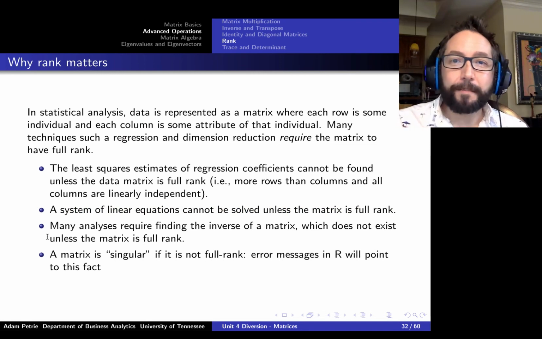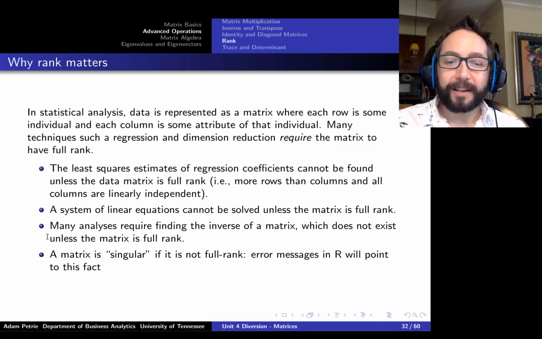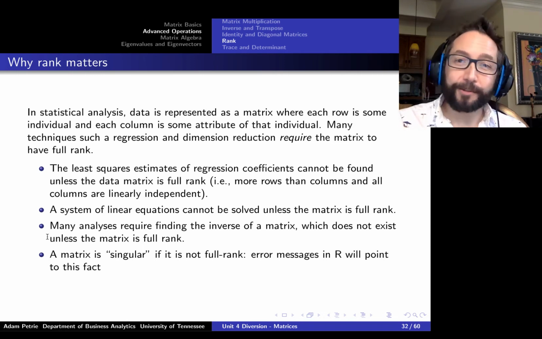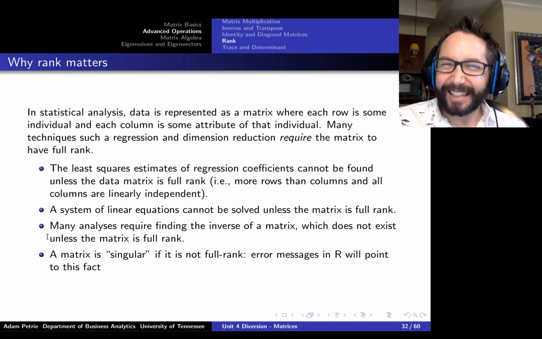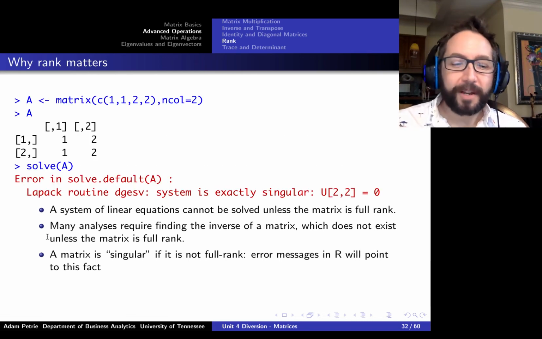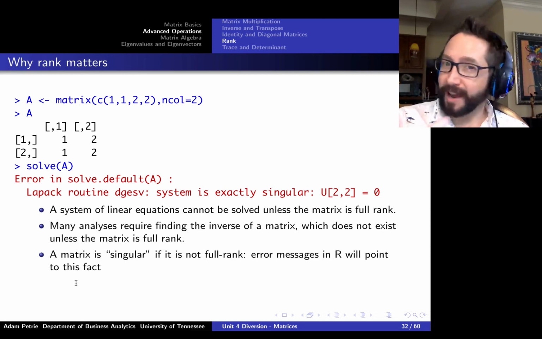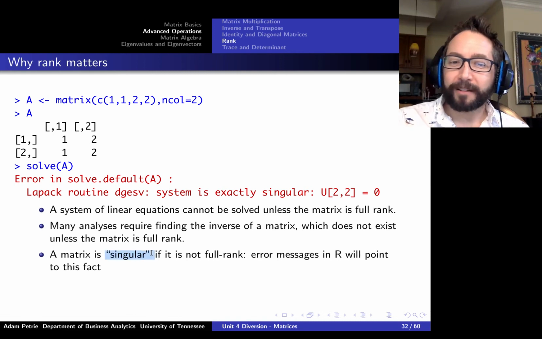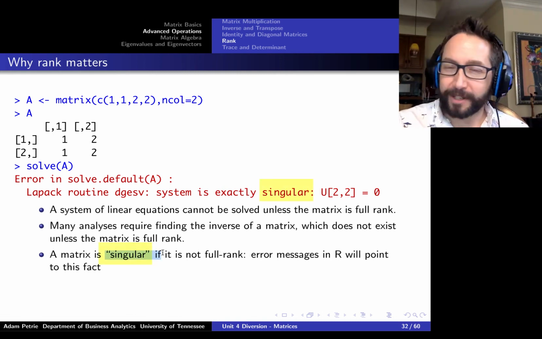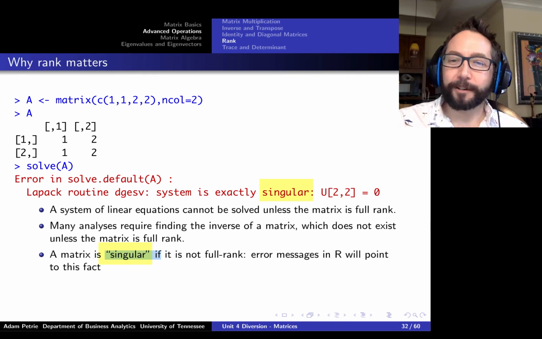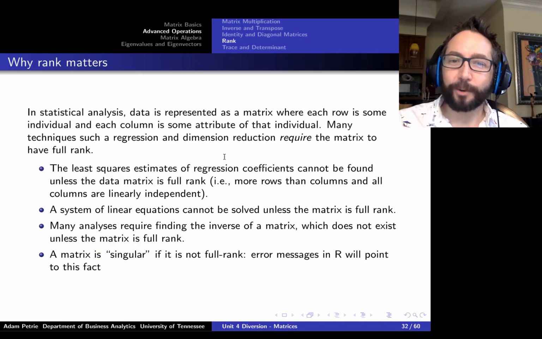And it turns out that many algorithms and tools in our toolbox in business analytics deal with matrices, and most of them end up failing unless some matrix related to that problem is full rank. So this tends to work its way into a lot of various aspects of business analytics. And what is R saying when you're not dealing with a full rank matrix? Well, R likes to say that you're dealing with a singular matrix. That's R code for, hey, dummy, your matrix isn't full rank. I'm not going to be able to do what you want me to do.